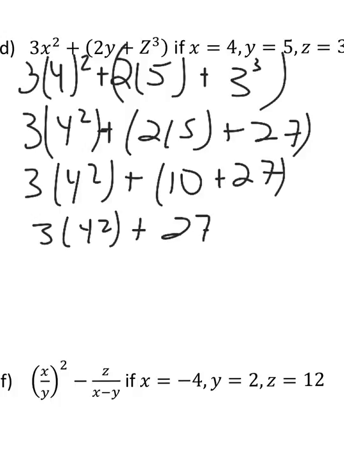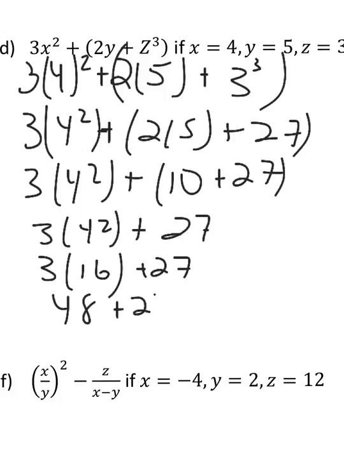Outside of the parentheses, there's nothing left to do, so I'm going to move to exponents. I have 3 times 4 squared, which is 16, plus 27. Now I have multiplication and addition. 3 times 16 is 48, plus 27 will give us 75. Again, I am finished.